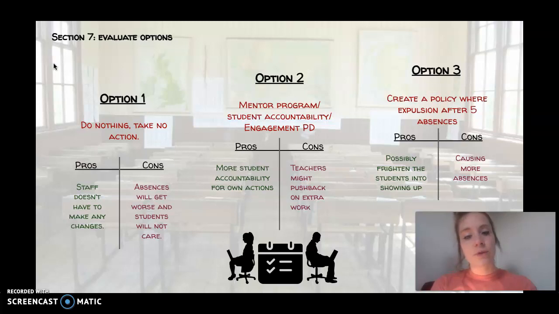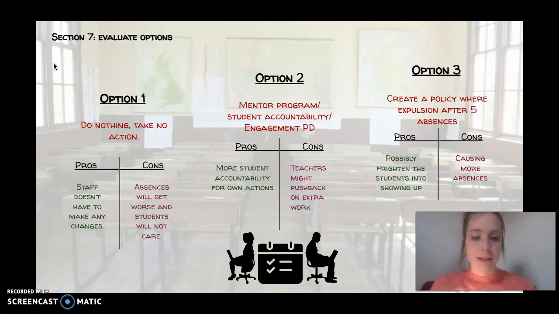Option 2, some pros could be more student accountability for their own actions. They would be able to see the consequences of what happens when they don't show up to school, and they will be able to have a mentor and someone to reach to talk with about maybe what's going on at home, what's going on in their life, to kind of help guide them to what the right decision would be.